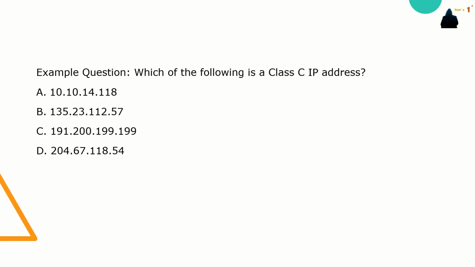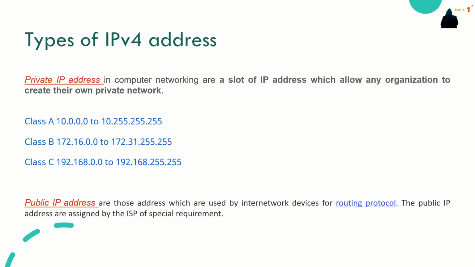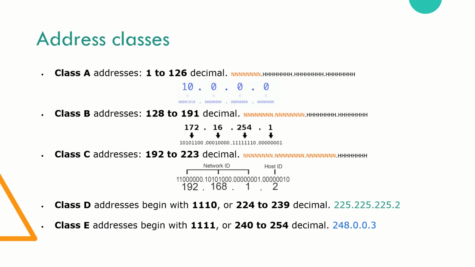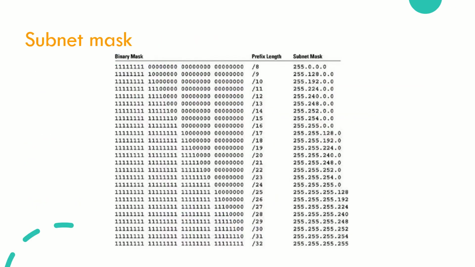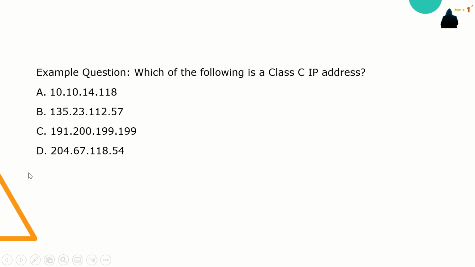The first question is an example question. Which of the following is a class C IP address? We know class C is between 192 and 223, if we come back here. The options are 204.67.108.40 and 54.